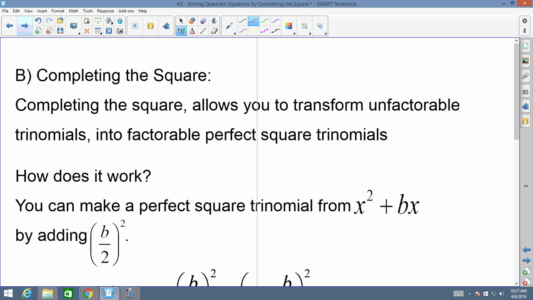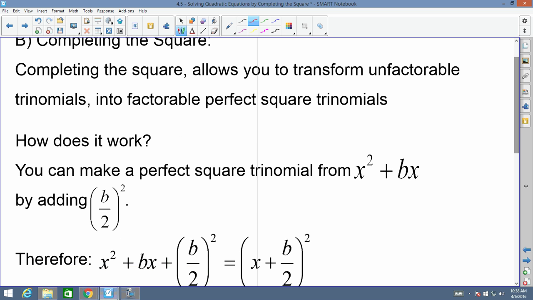Completing the square allows you to transform unfactorable trinomials into factorable perfect square trinomials. How does it work? You can make a perfect square trinomial from x squared plus bx by simply adding b over 2 squared. That's how you complete a square.